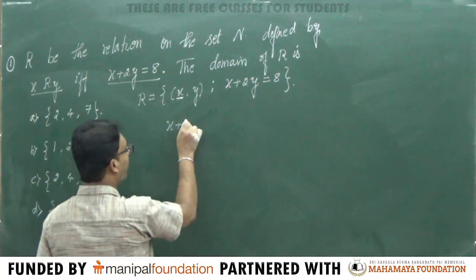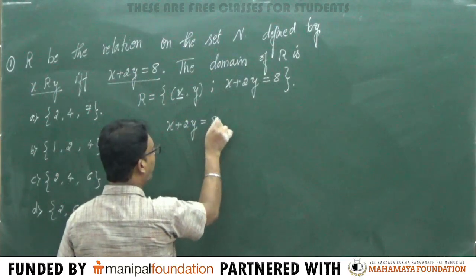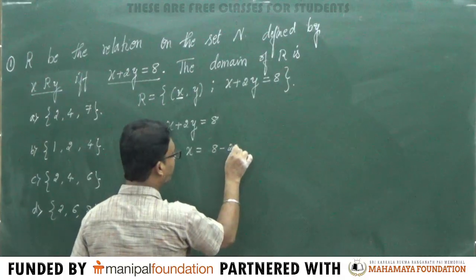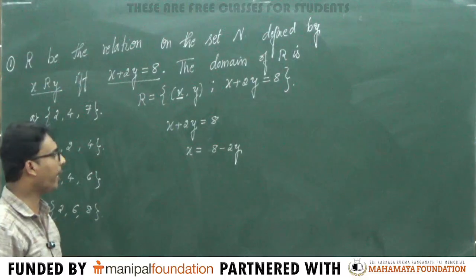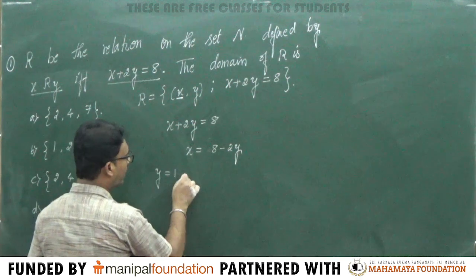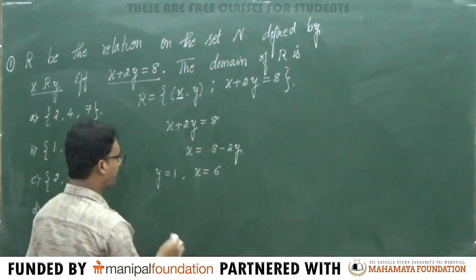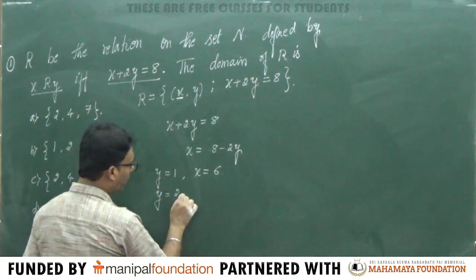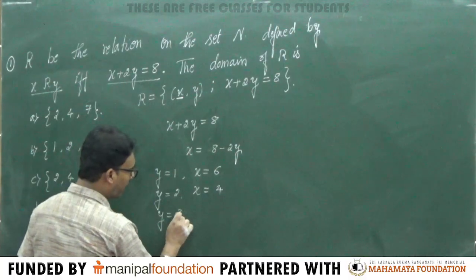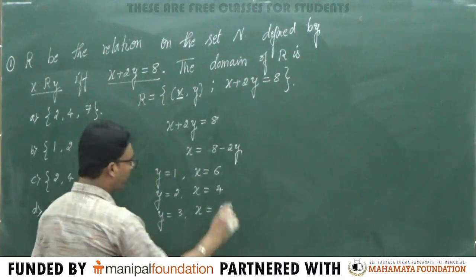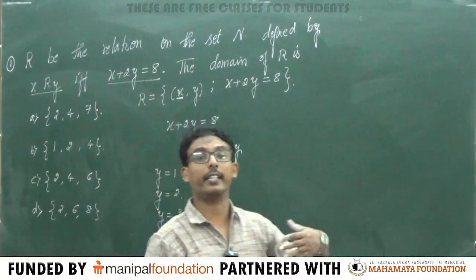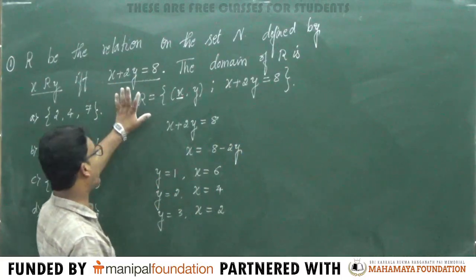Therefore, let us take the given x plus 2y is equal to 8. So x is equal to 8 minus 2 into y. And both x and y belong to the set of natural numbers. If y is equal to 1, then the value of x is equal to 6. If y is equal to 2, the value of x is equal to 4. If y is equal to 3, the value of x is equal to 2. If the value of y is equal to 4, x is equal to 0, but 0 does not belong to the set of natural numbers.